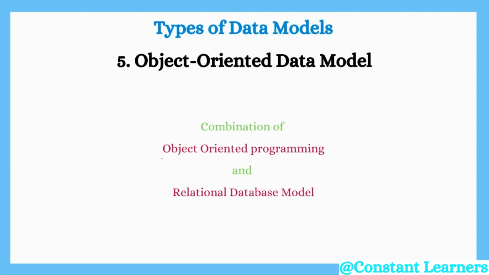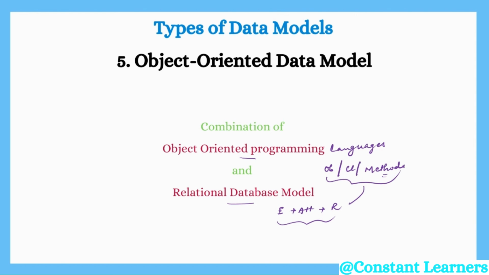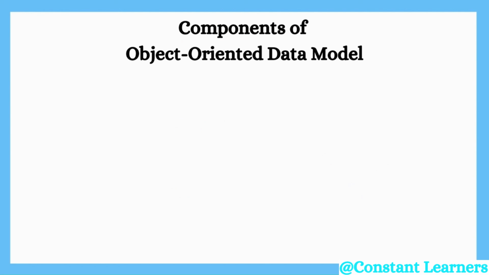Object-oriented data models are a combination of object-oriented programming languages and the relational database model. What is a relational data model? Something that has entities, something that has attributes, and then there is a relationship between the entities. We have to include all of these along with the components of the object-oriented programming model, that is the objects and the class. Then there are methods also. If you've studied an object-oriented programming language, you must have studied methods also. So we have to combine all of these components of both and come up with a data model known as the object-oriented data model. All right. Let's quickly discuss the components of the object-oriented data model.